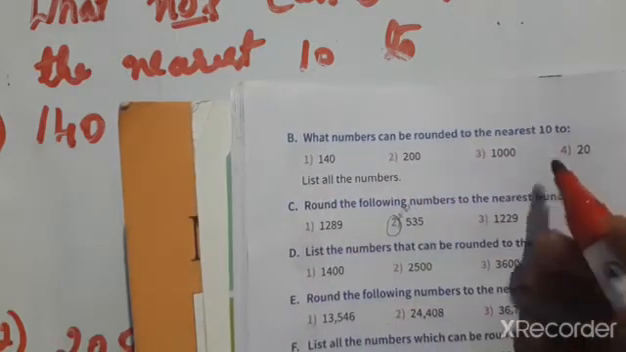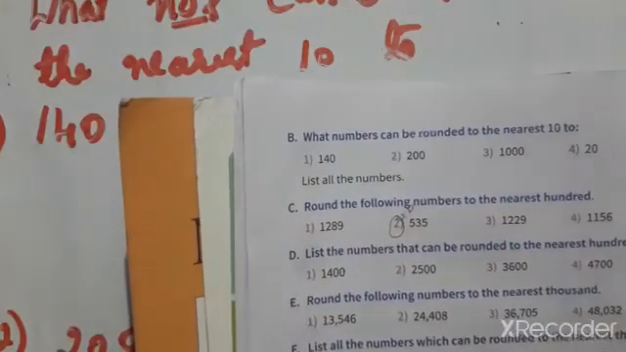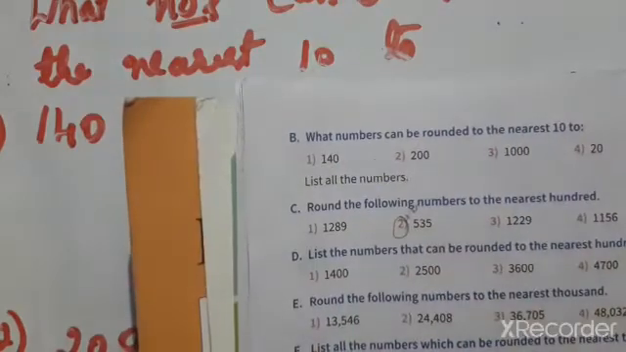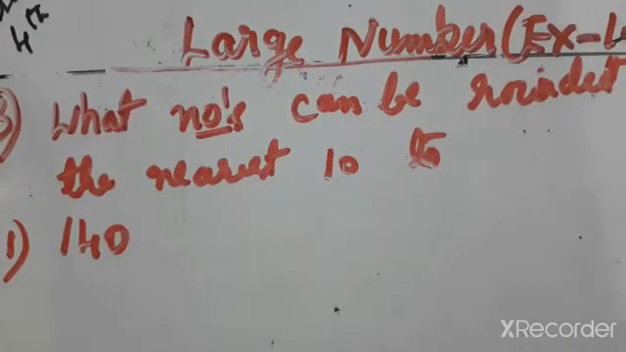Rounded numbers are given. So 140 means which numbers all can be rounded to 140, or 200, 1000, 20 is given. Means here the answer is given. We have to write the question like that. Now what number can be rounded to 140?